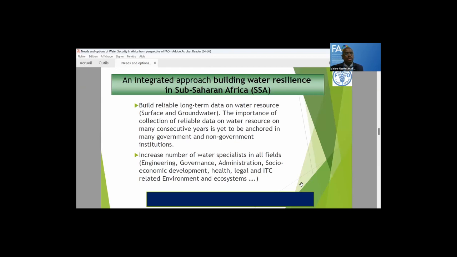So here then we continue with the integrated approach. We have to build reliable long-term data on water resources, surface and groundwater, meaning also hydrological data. The importance of collecting reliable data on water resources over many consecutive years is yet to be anchored in many government and non-government institutions. When you have to develop water, you need data, and you need data over years and years.